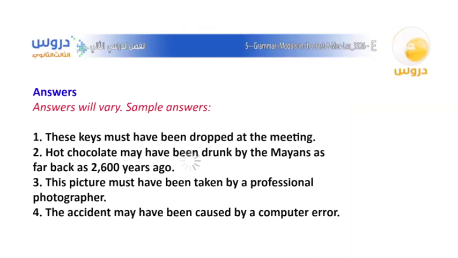Okay, now we move on. Here are the answers. Well, actually, these answers may be a little bit different from yours, but that doesn't mean that yours weren't actually correct. Both answers are very good. I will just read out loud these answers. 1. These keys must have been dropped at the meeting. 2. Hot chocolate may have been drunk by the Mayans as far back as 2,600 years ago. 3. This picture must have been taken by a professional photographer. 4. The accident may have been caused by computer error.